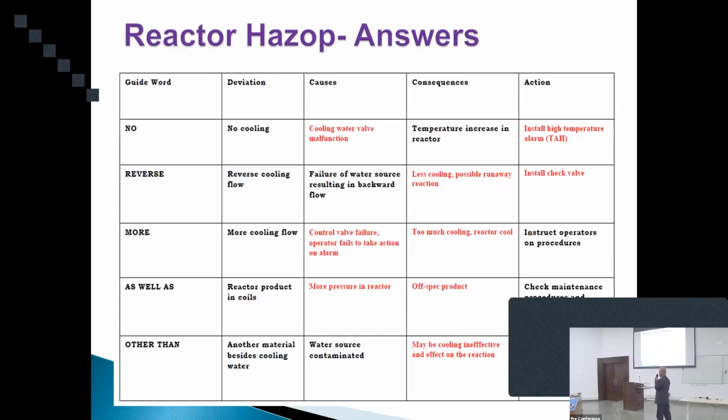This is the answer for that. No cooling. So what can be the cause? The cooling water valve can malfunction. If you have a control valve, the control valve will fail and will not open, so that valve is closed. So cooling water valve malfunction is the cause for that problem. And the action: install a high temperature alarm. The moment the cooling water stops, the temperature goes up. So if you install a high temperature alarm, this alarm will tell you the cooling water flow has stopped. It's clear. This is most important.